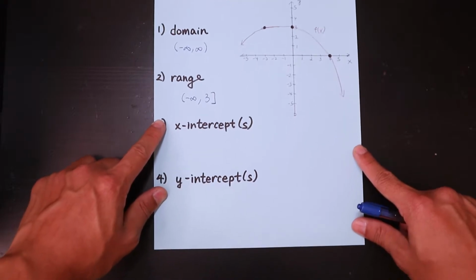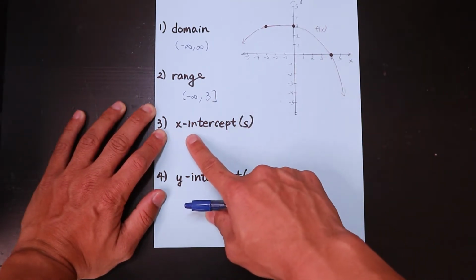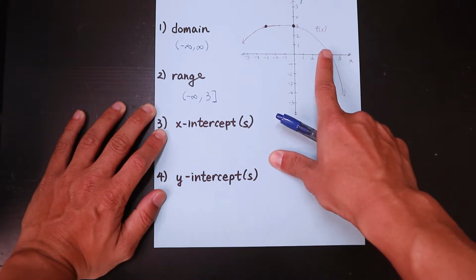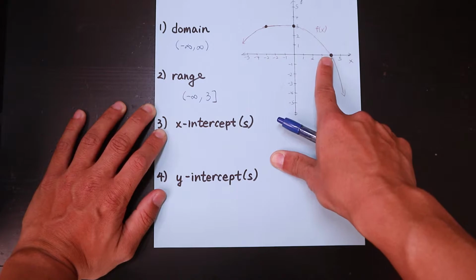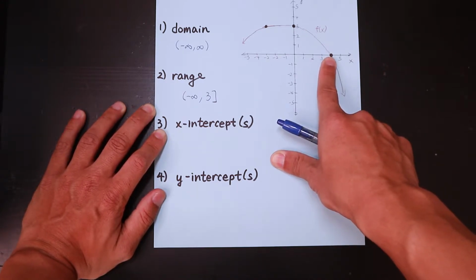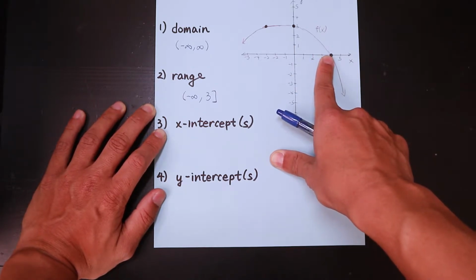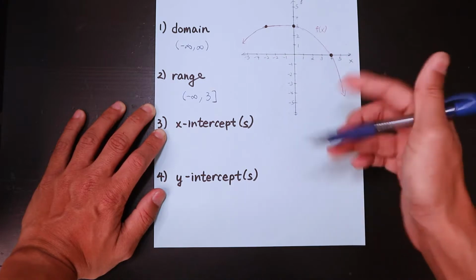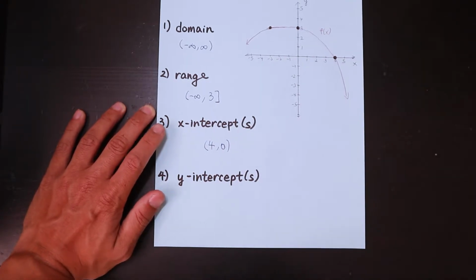Okay, and then for the x-intercept, you're going to just write the ordered pair. The x-intercept is just the intersection between the graph and the x-axis. So in this case, it's this dot right here. This dot is the x-intercept. And to write this dot, we're going to write it as an ordered pair. I know that the x value of this dot is 4, and the y value of this dot is 0. So we're going to write (4, 0) in parentheses.